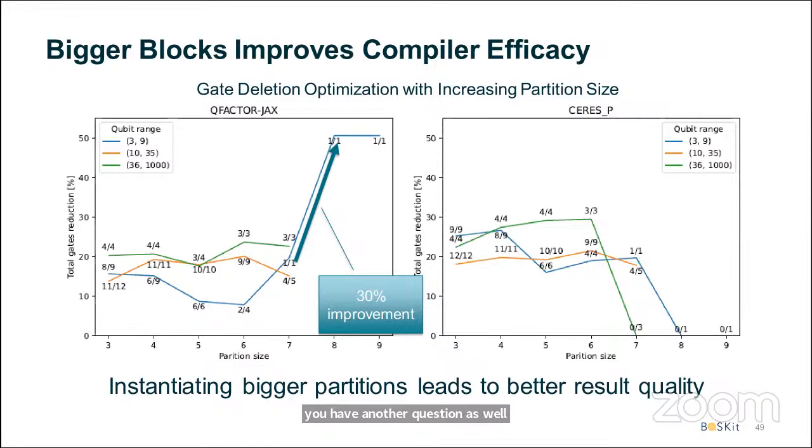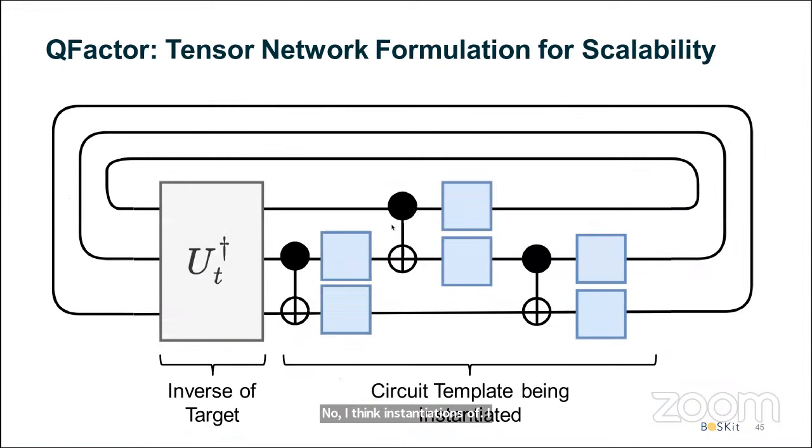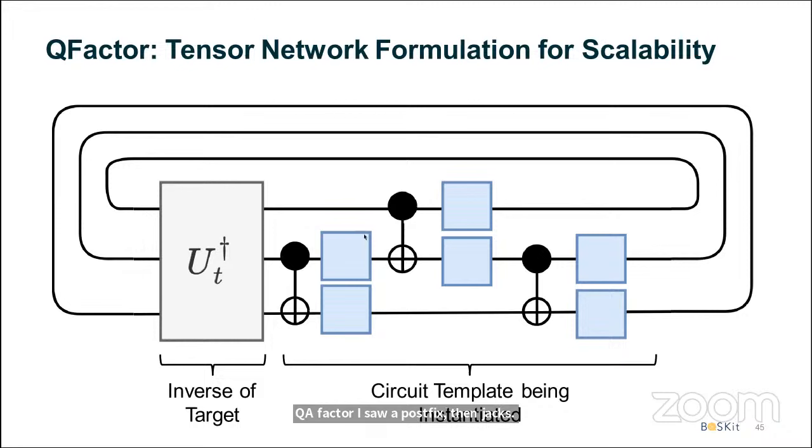Yes, I have two questions. The first one was when you were explaining the parameters, I think instantiations of circuit or qubit. And you mentioned the parameters. I want to know, do you mean variables or something else? And my second question, in QFactor, I saw a postfix named JAX. Can you explain what it stands for?